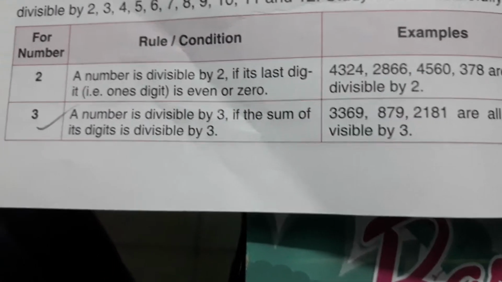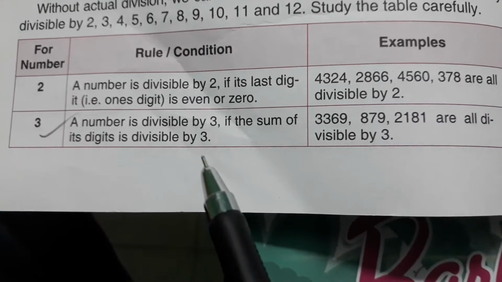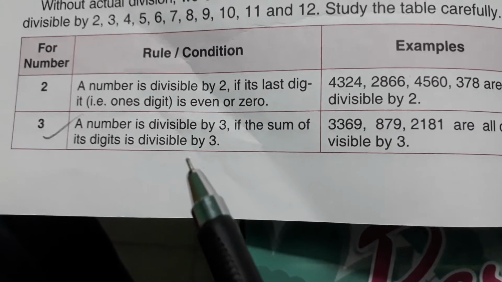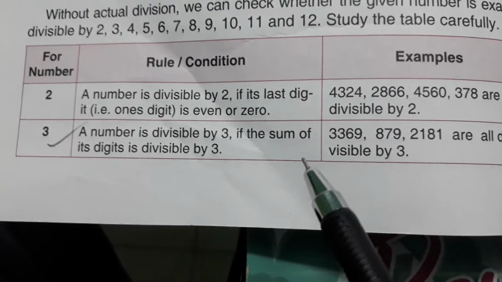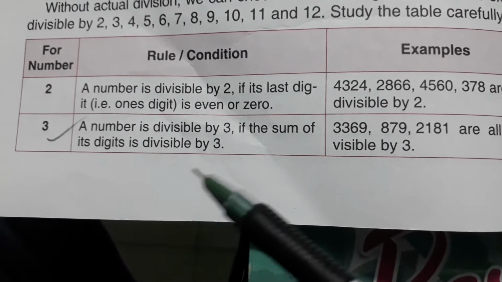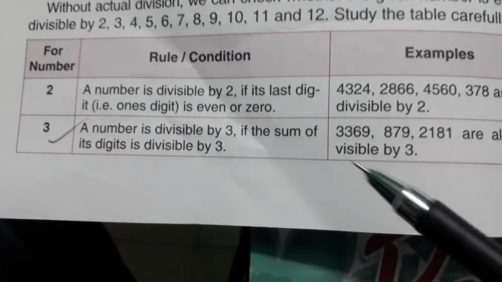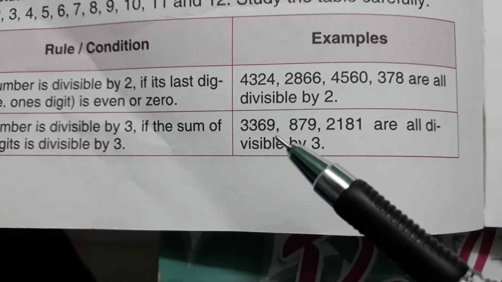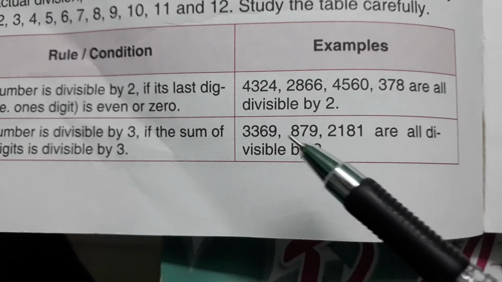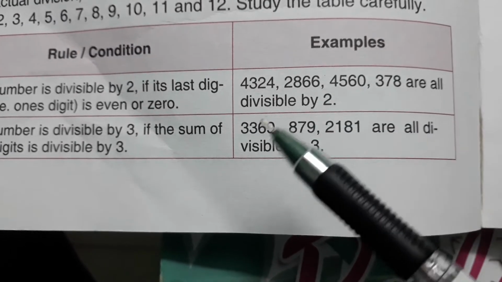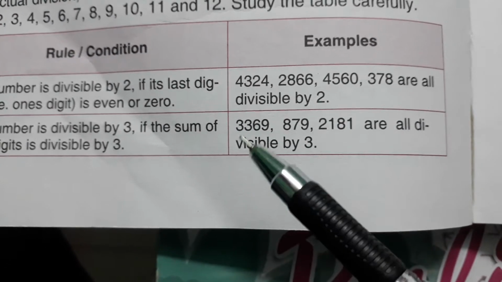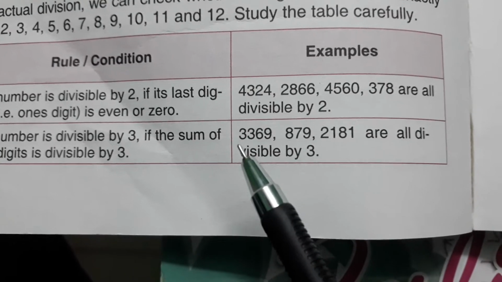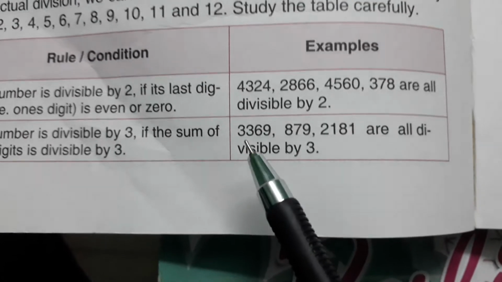Now, another rule, for 3. Divisibility rule for 3. See, a number is divisible by 3 if the sum of its digits is divisible by 3. Here, given 3369. We cannot say directly by seeing this number. We have to do something. What to do? Find the addition of the digits.